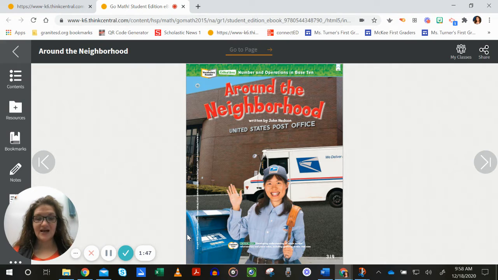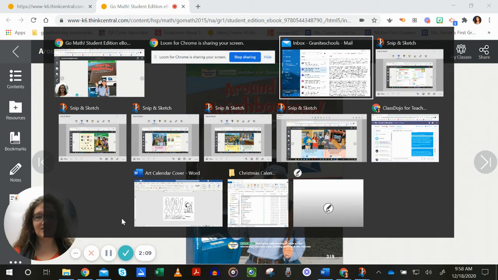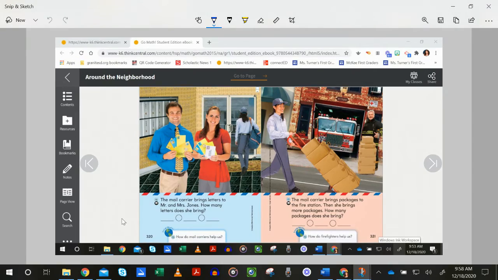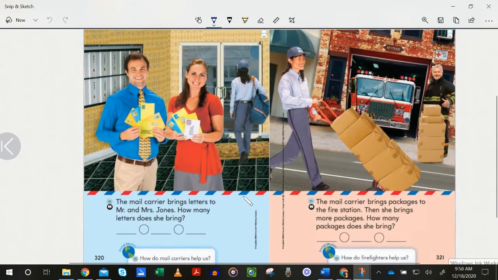So if you will get out these pages, starting here with Around the Neighborhood, we're going to practice some of the skills that we've already had and do our introduction to chapter 6 so that we are ready to start. Once you get this, you can open it up to the first couple of pages. It looks like this. This is where we are starting. We're going to use the pictures here to write number sentences.